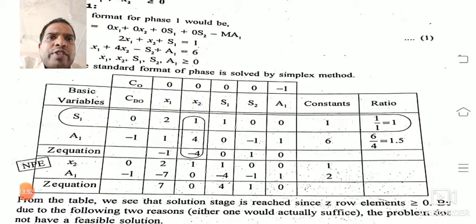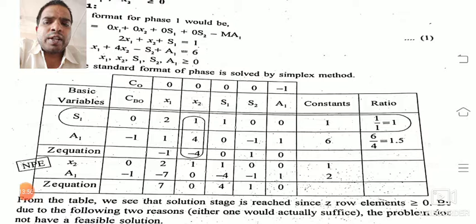Similarly, do it for x2 and a1. For x2 we apply the new pivot equation, that is, old element or leaving row element divided by key element, and we get the x2 row elements. Similarly, apply as you did in the previous step, and for the z equation we get the values 7, 0, 4, 1, 0.